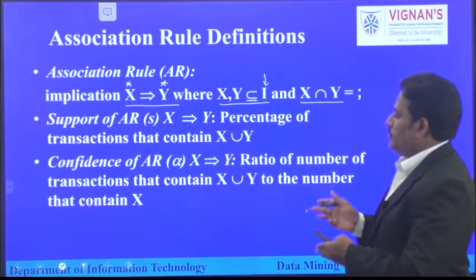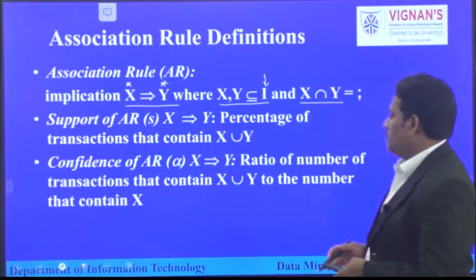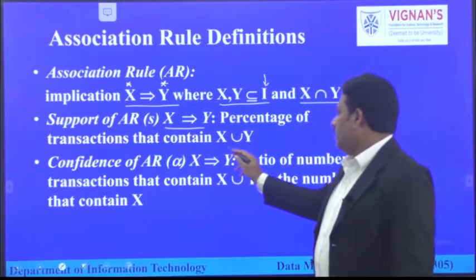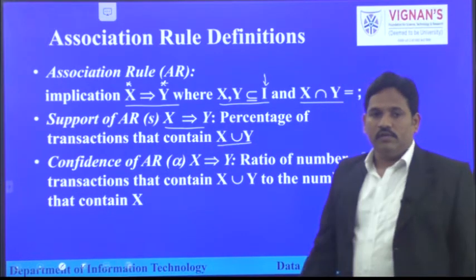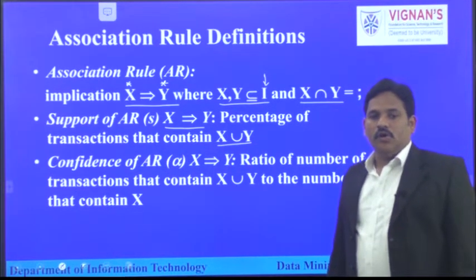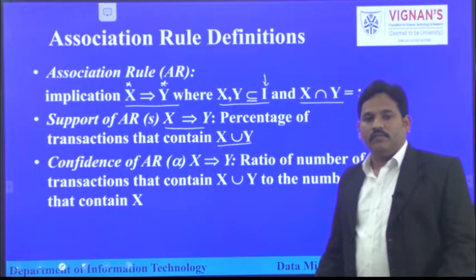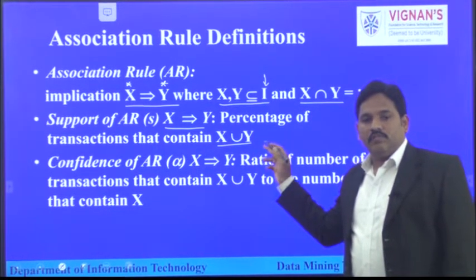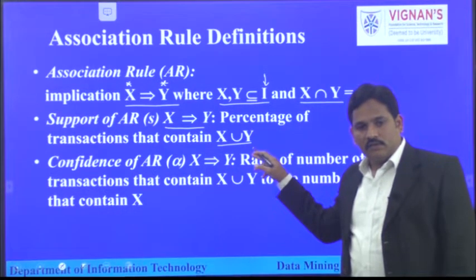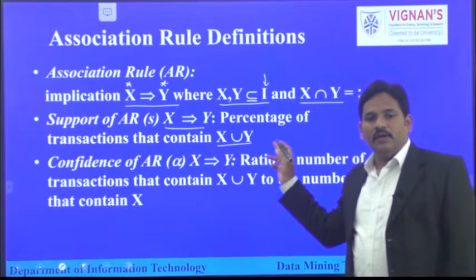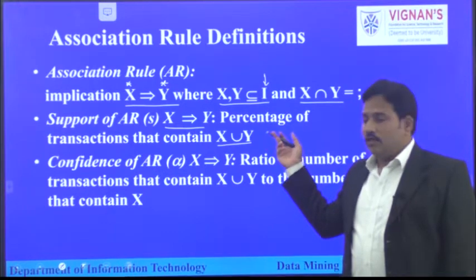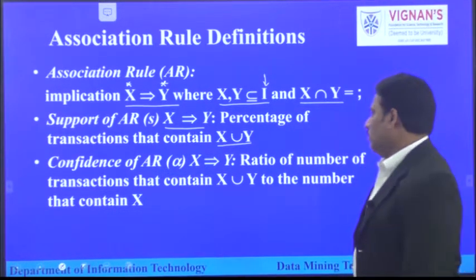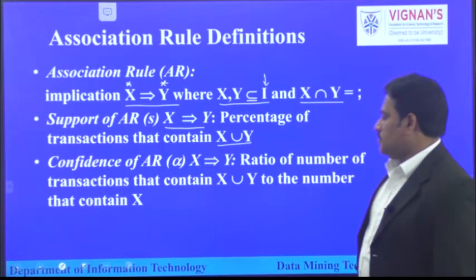The support of an association rule X implies Y can be defined as the percentage of transactions that contain X union Y. That means how many transactions contain X and Y together, X union Y meaning X and Y have appeared together in a transaction. Out of all existing transactions, we take the percentage of transactions that contain X union Y.